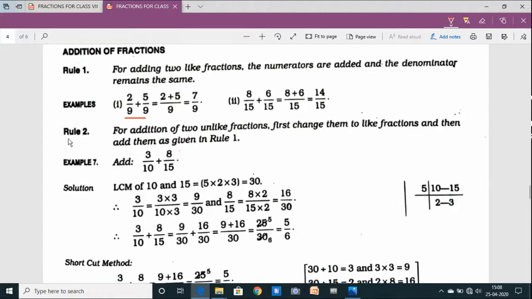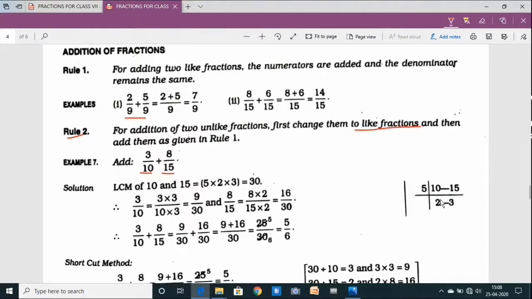Rule 2. For addition of two unlike fractions, first change them to like fractions. Unlike fractions will change into like fractions, and then add them as given in Rule 1. Add 3 by 10 plus 8 by 15. 10 and 15 are both in the place of the denominator, so take the LCM of them.